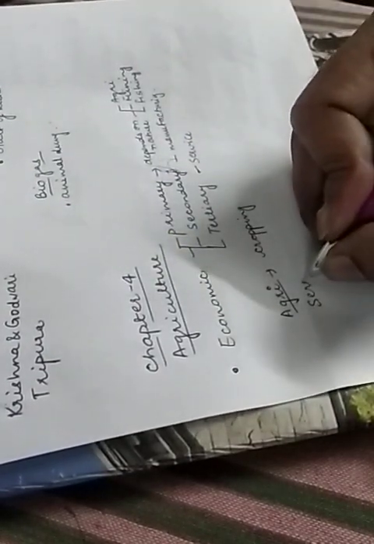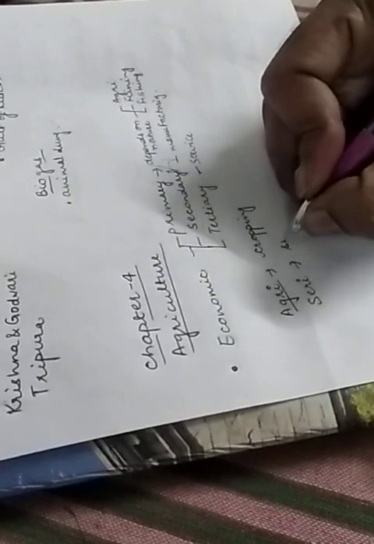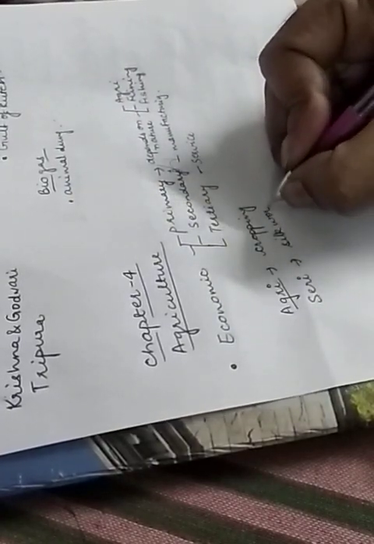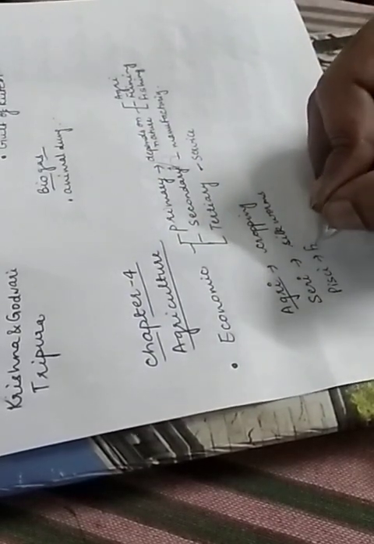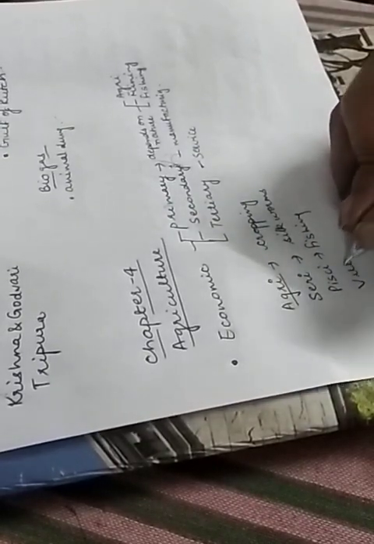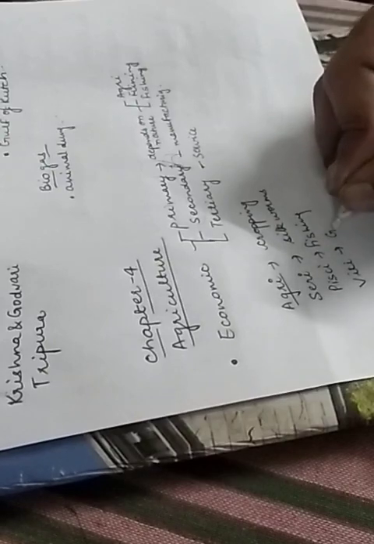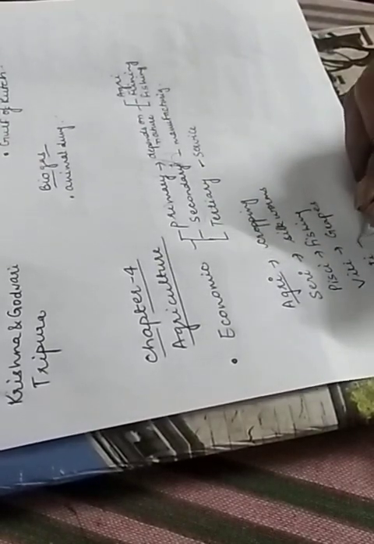Sericulture means silkworm, silk. Pisciculture is fishing. Viticulture is the cultivation of grapes. Horticulture is the cultivation of vegetables, flowers and fruits for commercial purposes. Now we have the farm system.